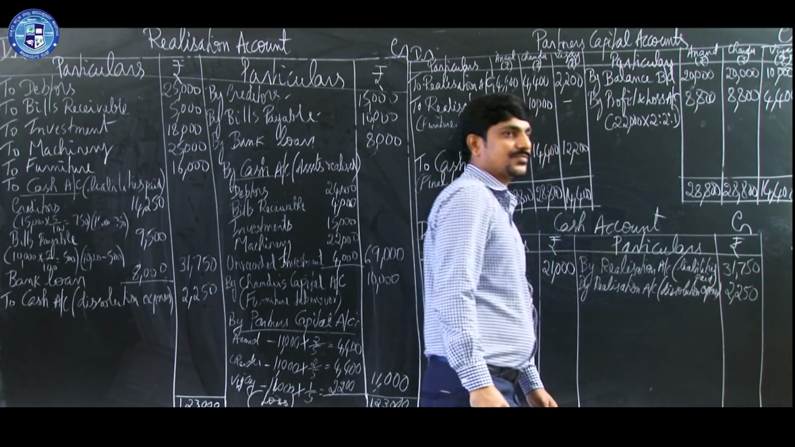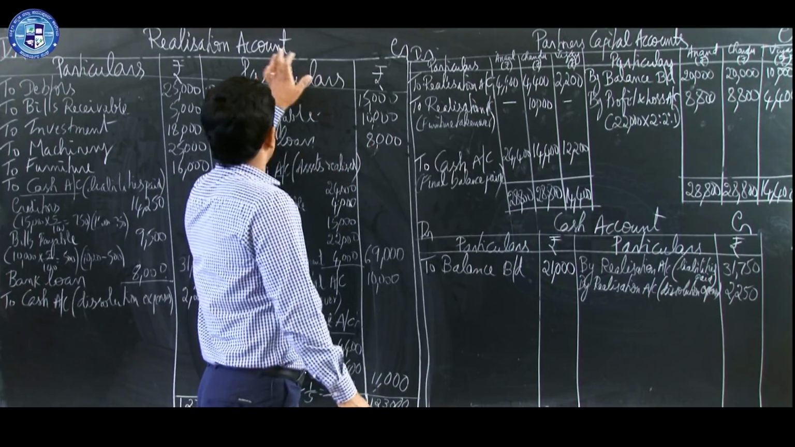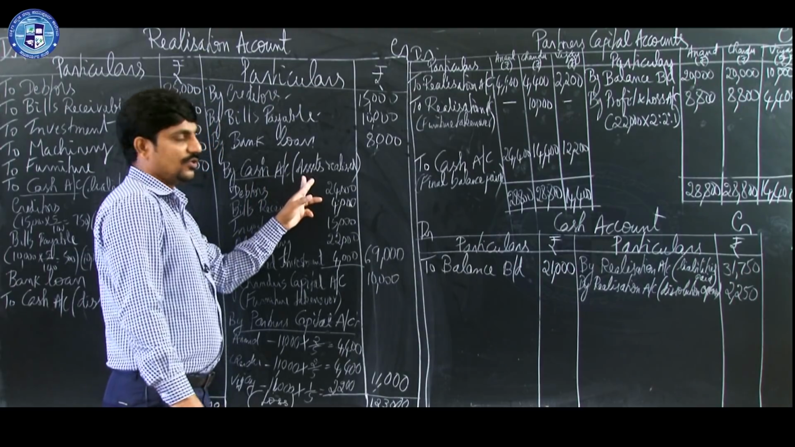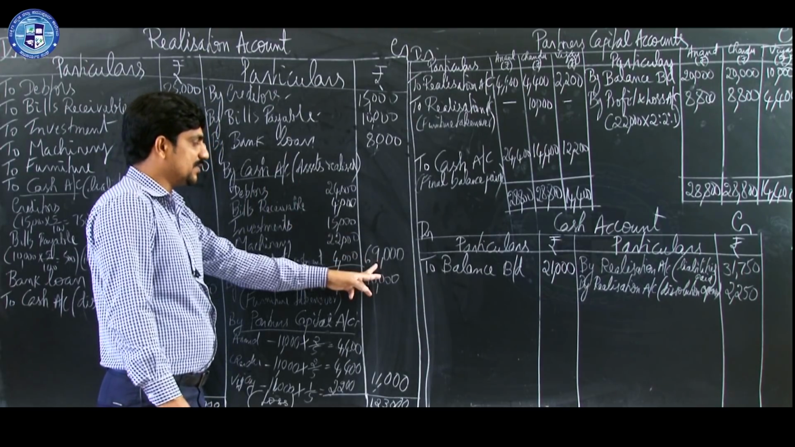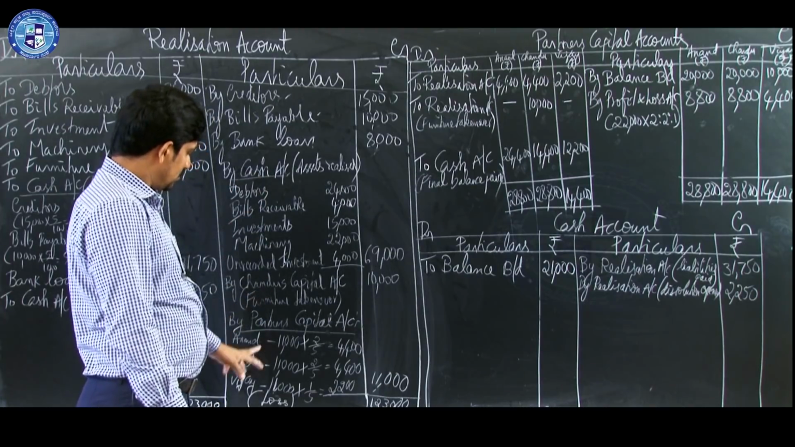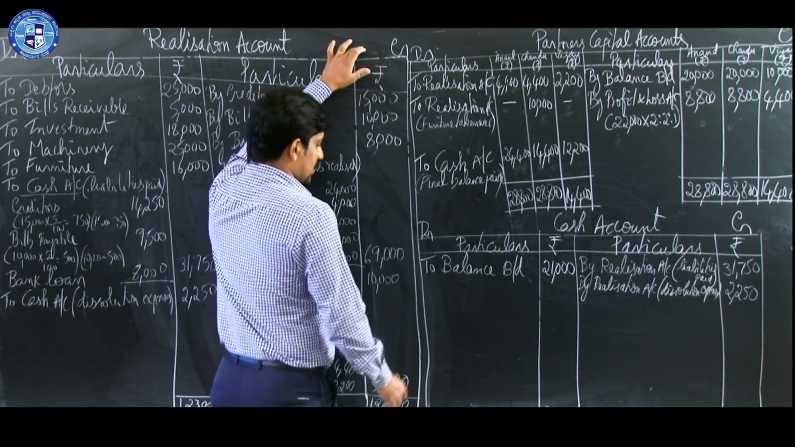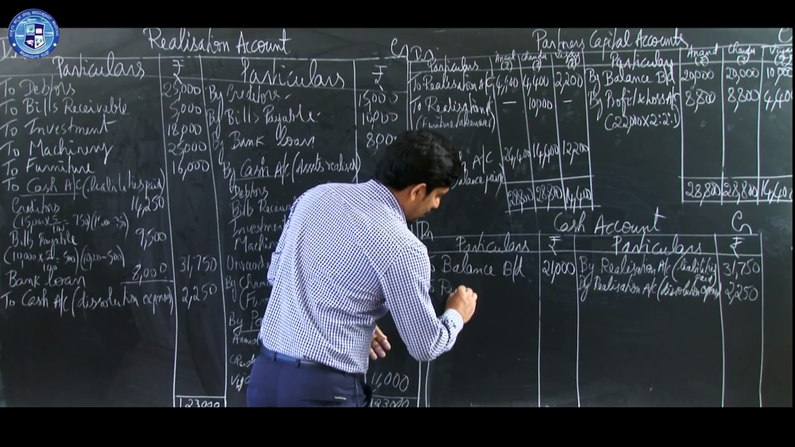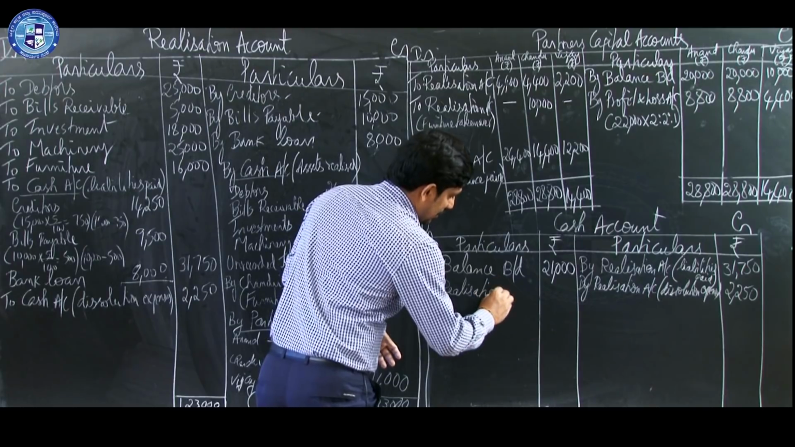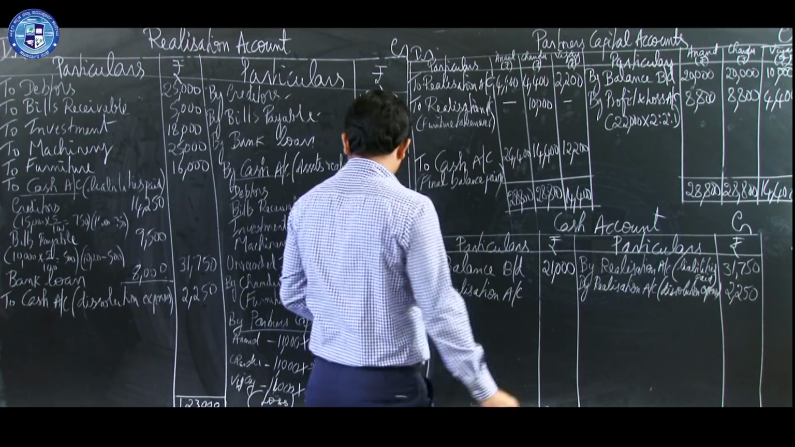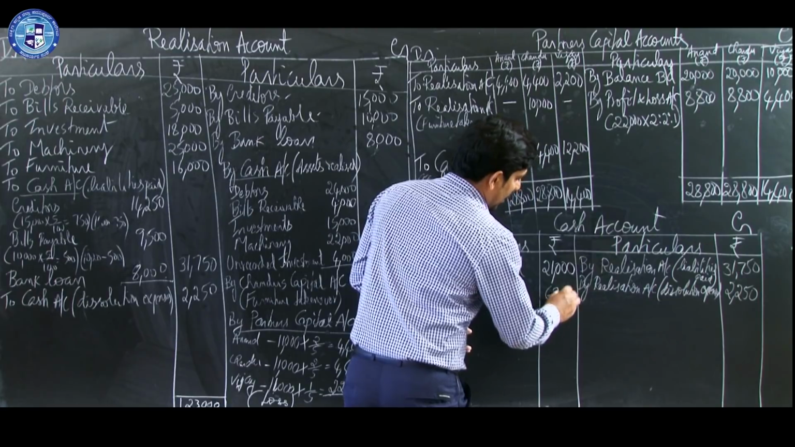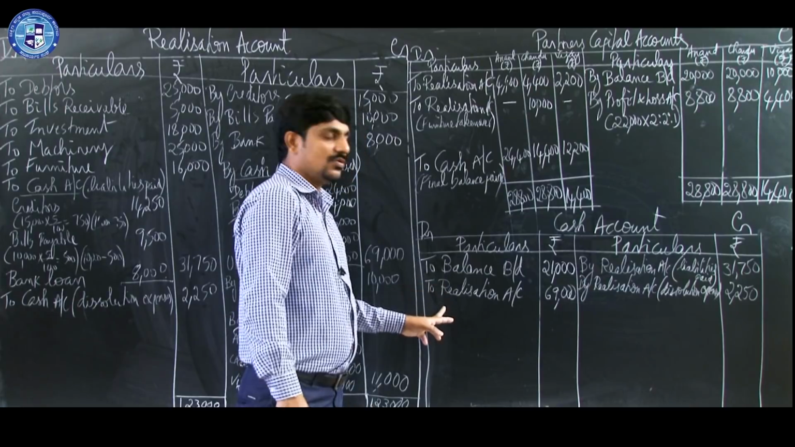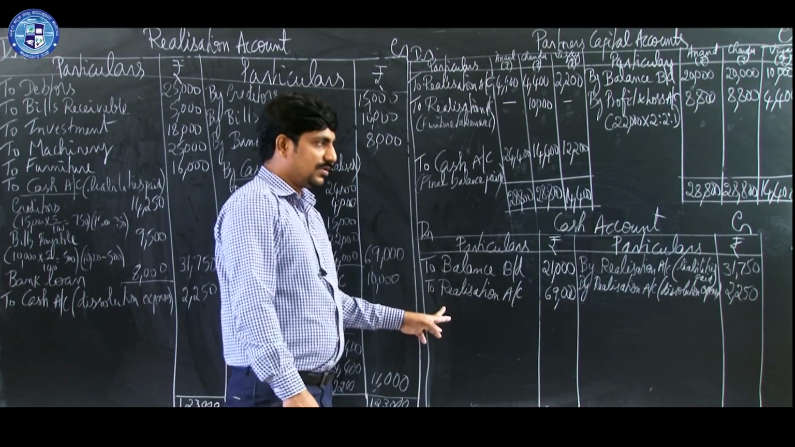Now go to the credit side of realization. Is there any cash? Yes. You have received cash for assets realized. How much? 69,000. Only one is there. Because it is on the credit side, you now transfer to the debit side, to realization account, 69,000. What is the entry for assets realized? Cash account debited to realization account.